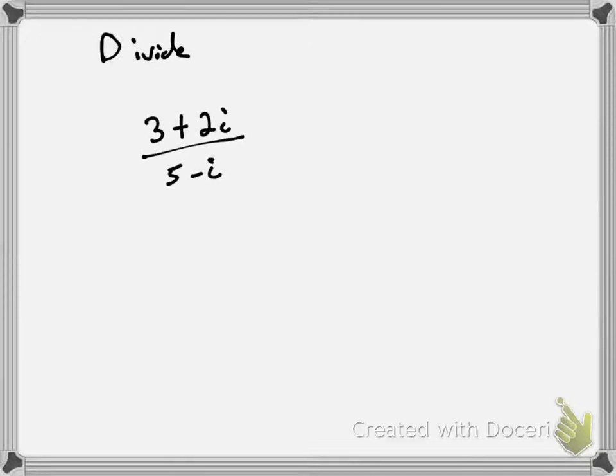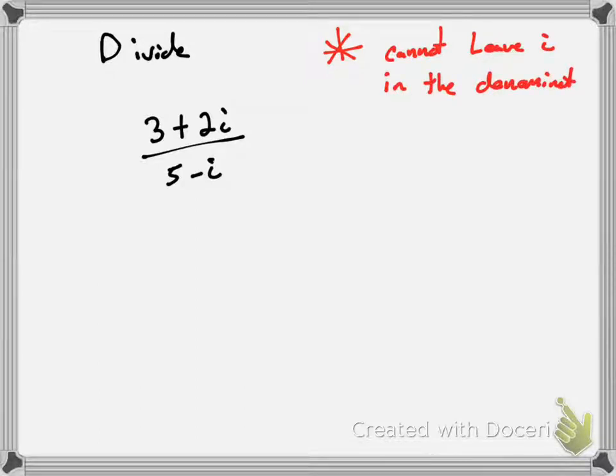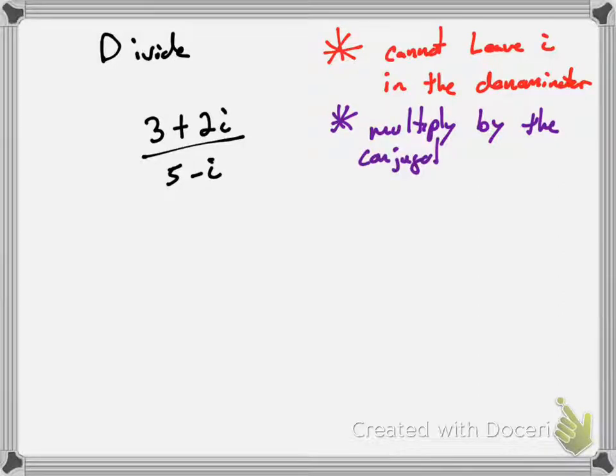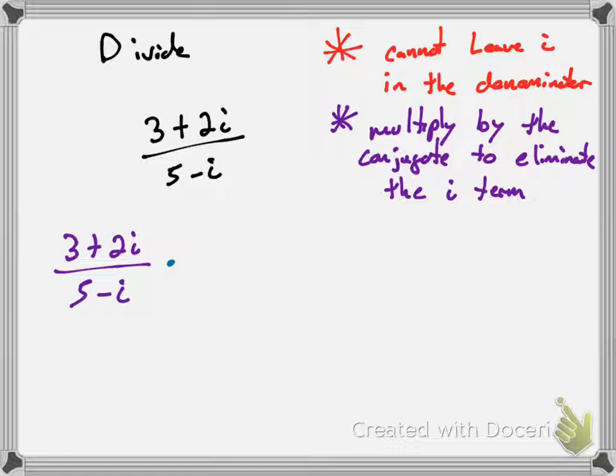Dividing complex numbers. If we remember, I'm putting a little note up here, we cannot leave i in the denominator. It's not standard form. It's not simplified. So another reminder here, we need to multiply by the conjugate. The conjugate of 5 minus i would then be 5 plus i. So we have 3 plus 2i over 5 minus i, that's our problem. We're going to multiply top and bottom by the conjugate of the bottom, so 5 plus i on top and on bottom.